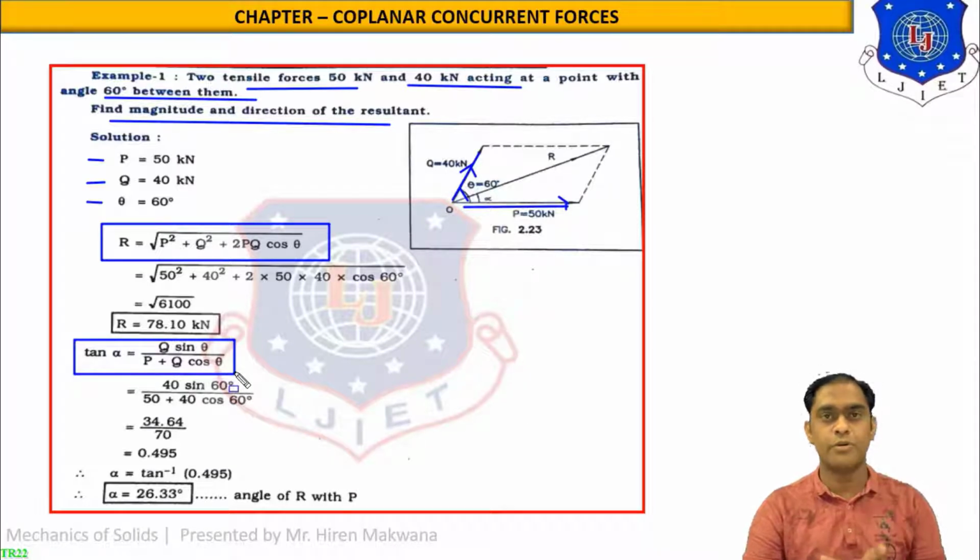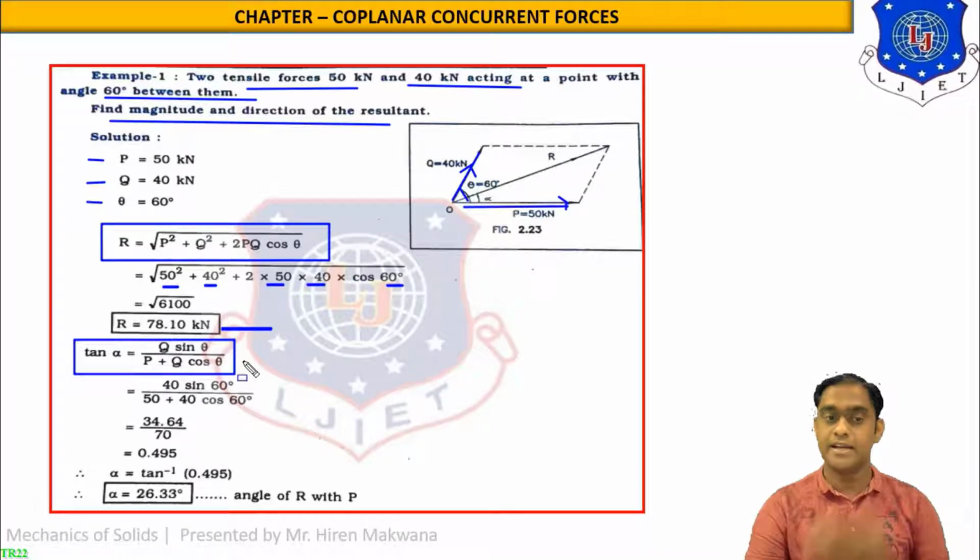So you just replace the values and do the simplification in your scientific calculator. You will get the answer. You can see here it is P equal to 50, Q equal to 40, and theta equal to 60 degree, the angle between two given forces. So by solving, you will get R equal to 78.1, unit will be kilonewton, as P and Q are given in kilonewton itself. Now, in the second formula, tan alpha equal to Q sin theta upon P plus Q cos theta. All the values are available. Q equal to 40, theta equal to 60, P equal to 50. So now final answer will be alpha is equal to 26.33 degree.